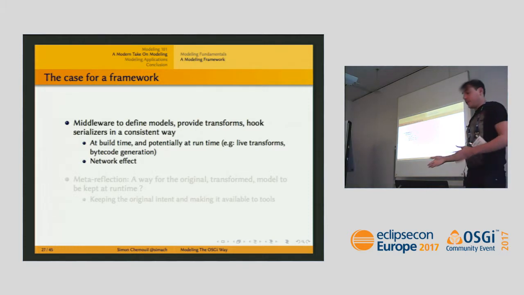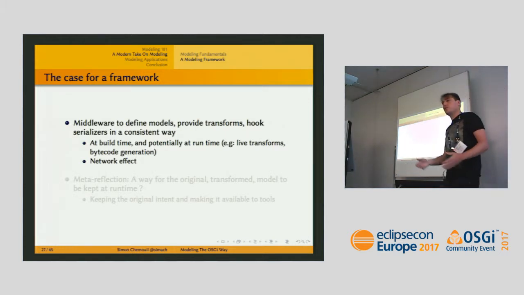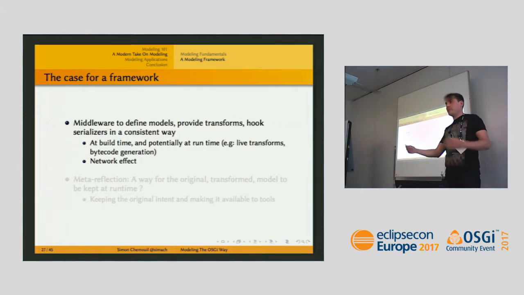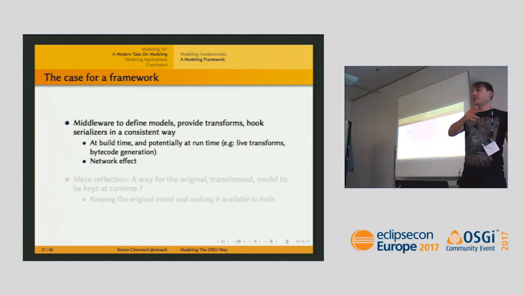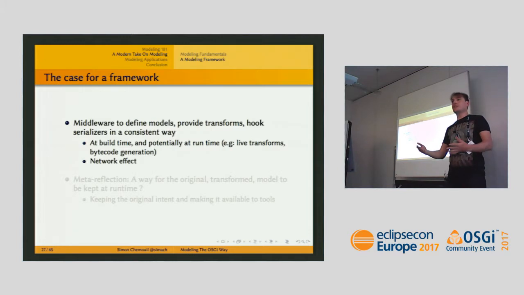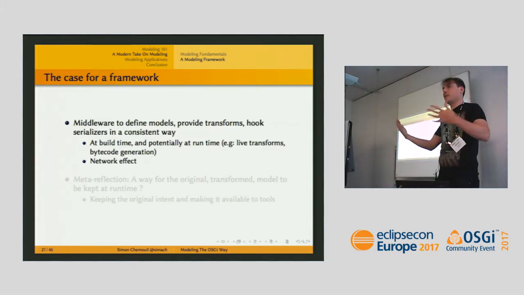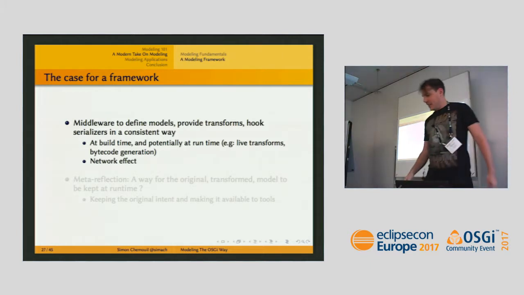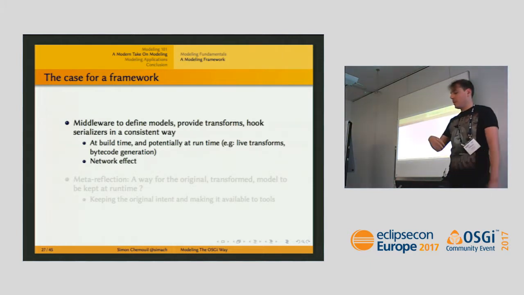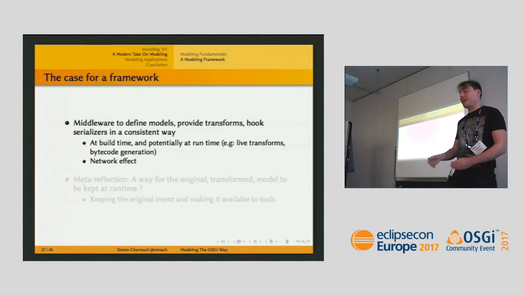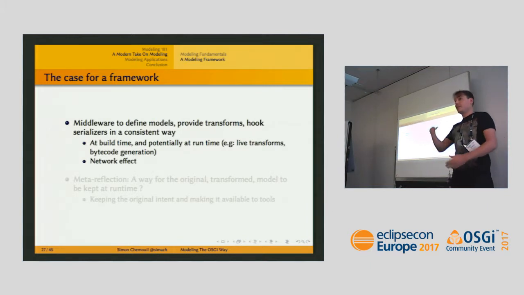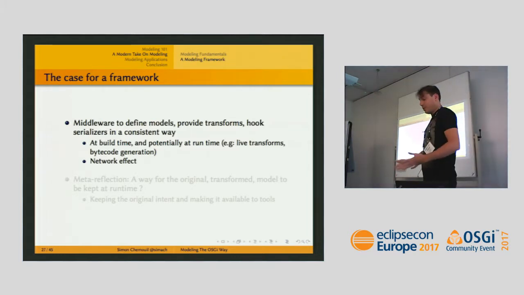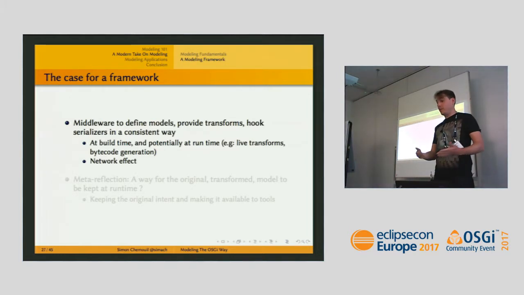So it's kind of a middleware to define models, to refer to them in a consistent way, to provide transforms between models. Say, oh, I'm able to transform this from that. So now anyone can use that. We can see, if we are OSGi developers, that this looks really like a service. We can hook serializers. When I'm talking about serializers, it can be through the network, but it can be serializing a model as Java code. So you can have several dialects as well for one language.